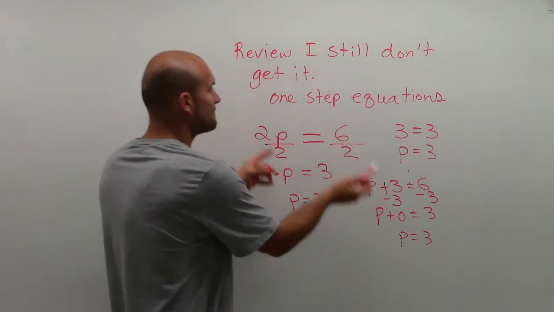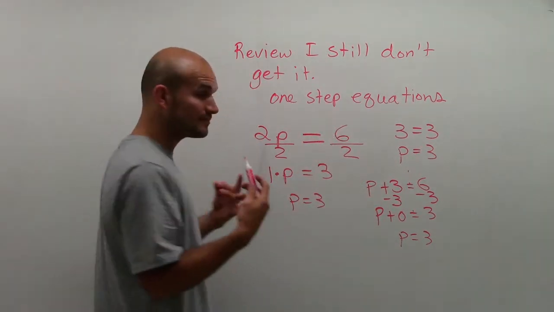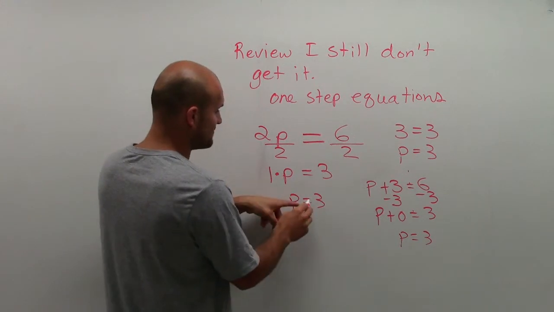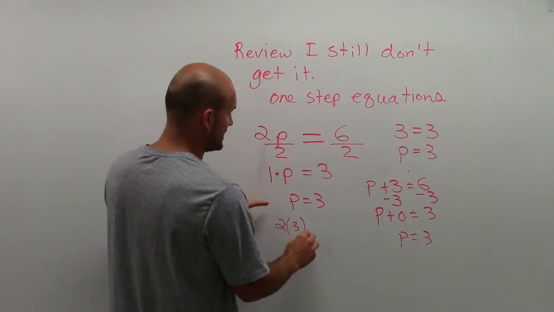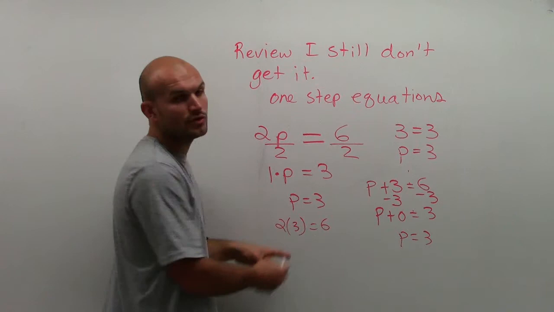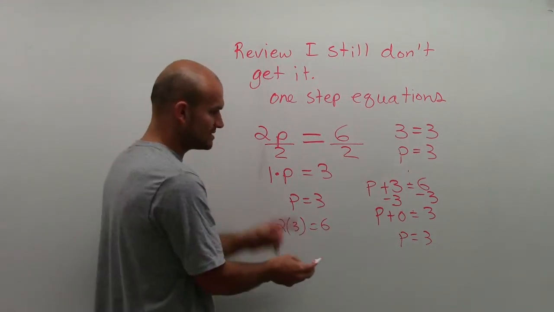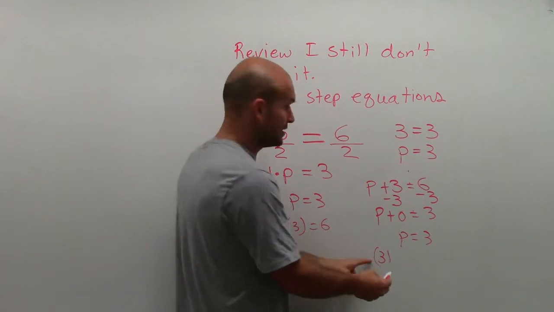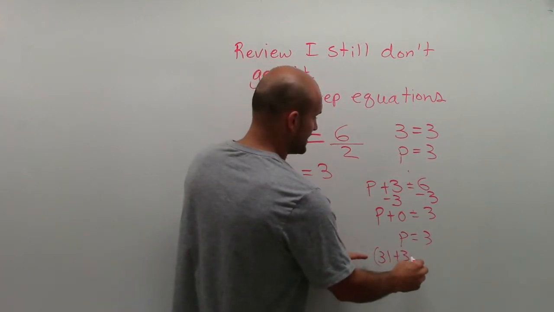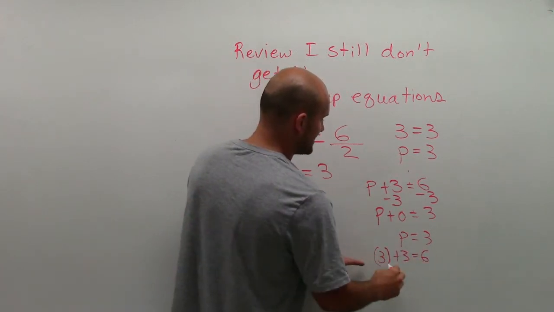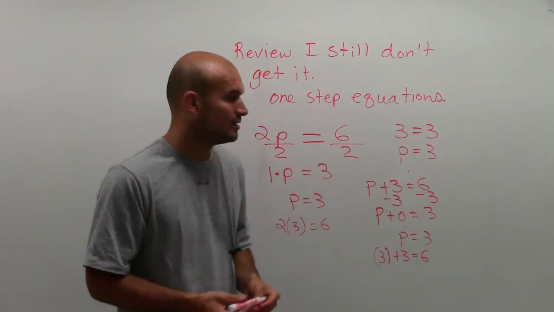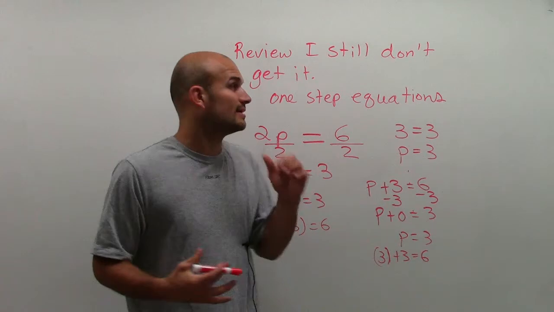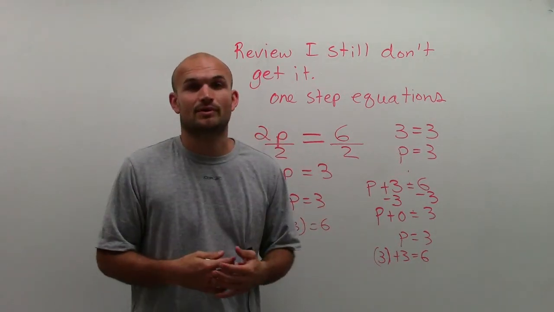Otherwise, don't just assume that you know the value is true. Take the value and plug it back into your equation, just like when we did evaluating. So you could say 2 times the value of p, which is now 3, equals 6. Well, of course you know that's true. 2 times 3 equals 6. Let's try it over here. 3 plus 3 equals 6. And again, that makes it true as well. So hopefully going through this helps you out with how we solve one-step equations. Thanks.